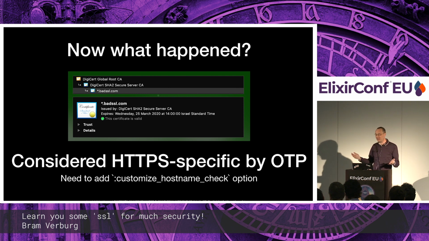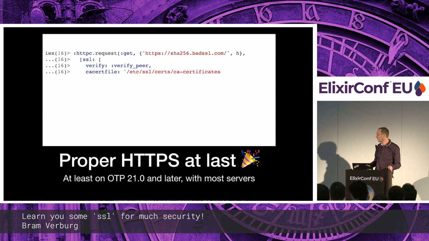And this is an interpretation of an RFC. The RFCs that specify the behavior of certificate verification are not very clear, and they are kind of protocol specific, so it's kind of different when you're talking HTTP versus MQTT or SMTP. And apparently the reading of the OTP team is that this is something that's HTTPS specific, and because the SSL options are generic, they should work for any protocol, you need to opt into the wildcard pattern matching. So there's an option for that.